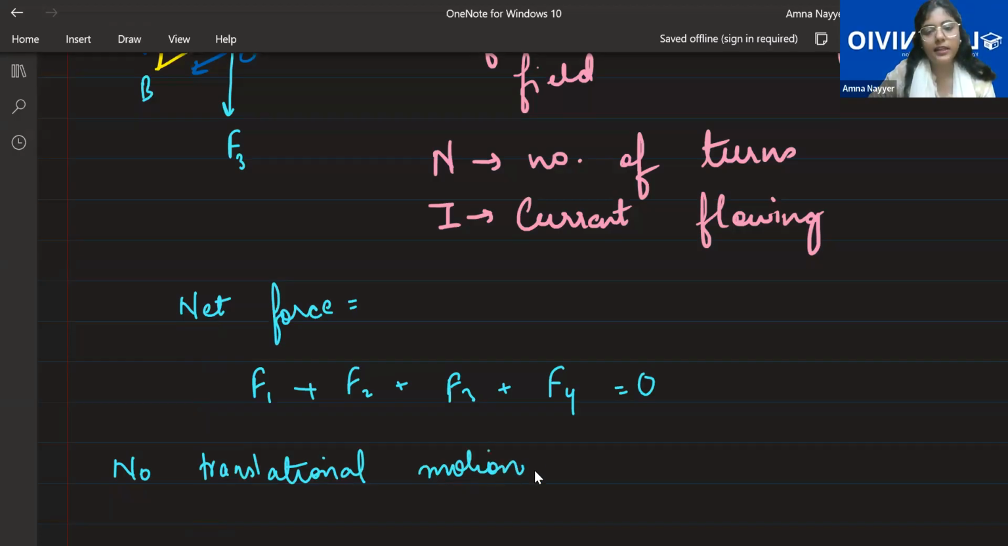Translational motion means the coil will not be moving further. Like if you have the coil, this coil will not be going further, outwards or inwards or up, down, right, left, anywhere. This coil will not move. But there will be a torque existing, and torque is a rotational force. So if the coil is not moving forwards or backwards, the coil can rotate at its position, because torque is existing.